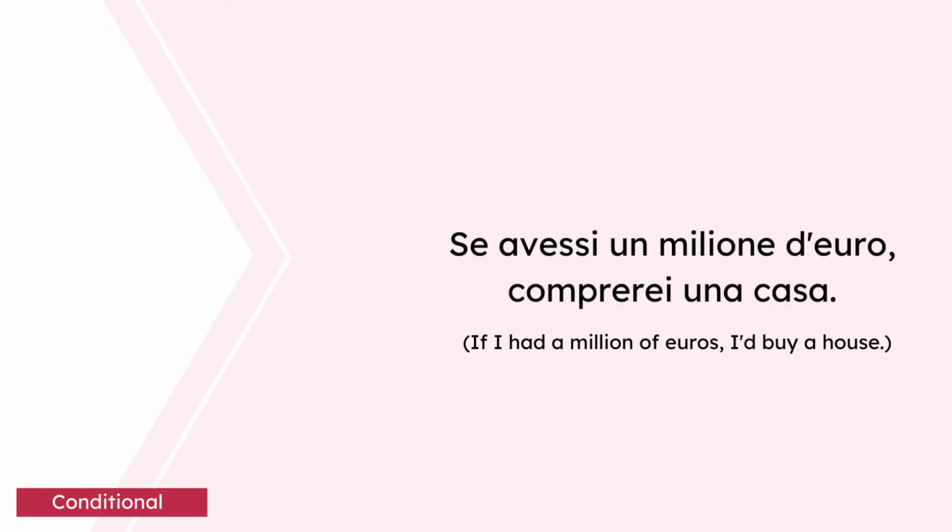Let's see an example. Se avessi €1.000.000 comprerei una casa. If I had €1.000.000, I'd buy a house. Comprerei is the conditional form of the verb comprare, to buy. Guess what's the condition that has to be satisfied to give life to the action expressed by the conditional? Yes, it's having €1.000.000.